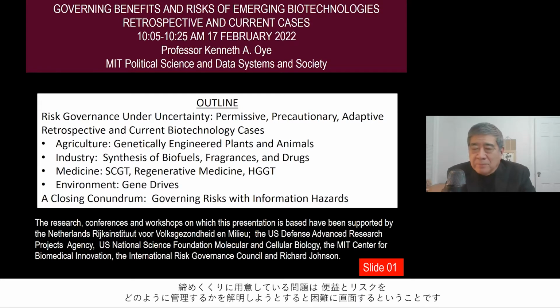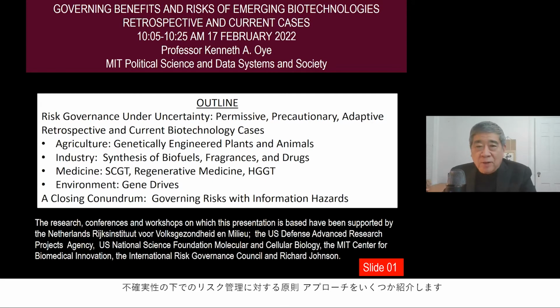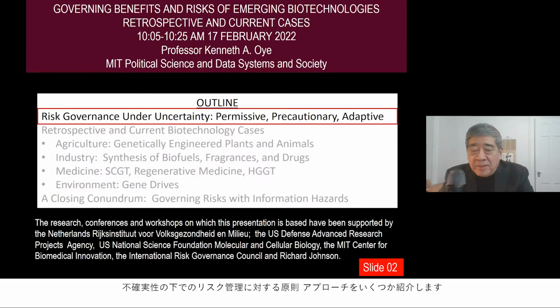And the problem that I'm going to end with is that as we try to figure out how to govern benefits and risks, we run into a difficulty because the information that is needed to make decisions on these issues itself can present information hazards. So let me begin with some principles, approaches to risk governance under uncertainty.